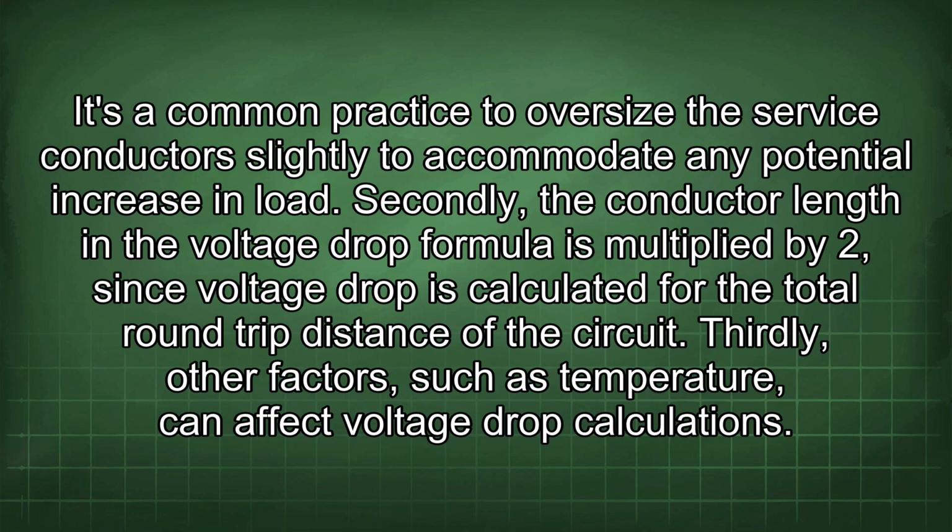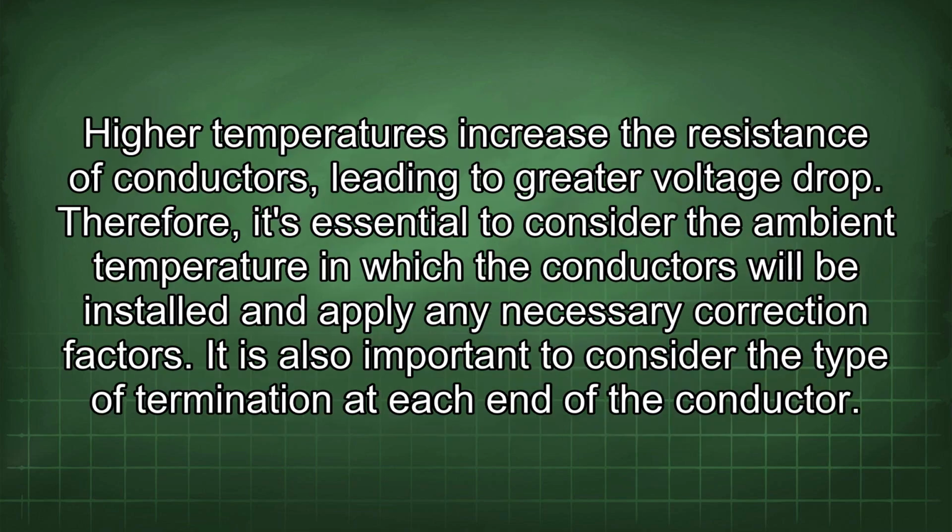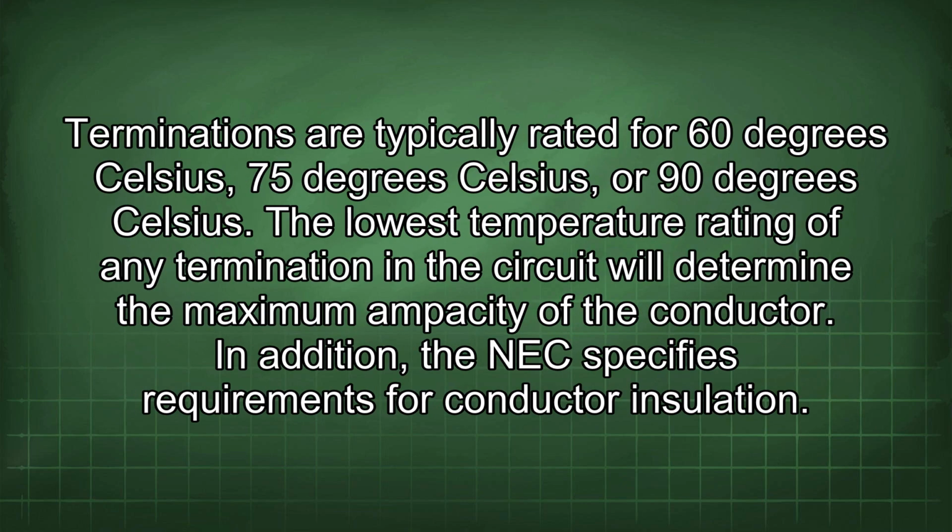Thirdly, other factors, such as temperature, can affect voltage drop calculations. Higher temperatures increase the resistance of conductors, leading to greater voltage drop. Therefore, it's essential to consider the ambient temperature in which the conductors will be installed and apply any necessary correction factors. It is also important to consider the type of termination at each end of the conductor. Terminations are typically rated for 60 degrees Celsius, 75 degrees Celsius, or 90 degrees Celsius.